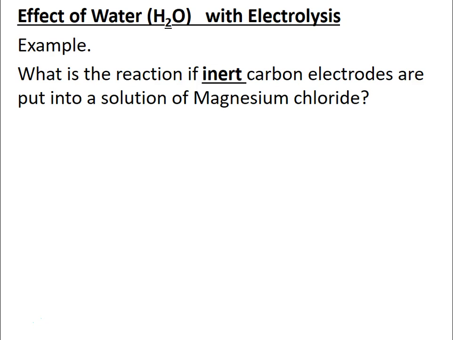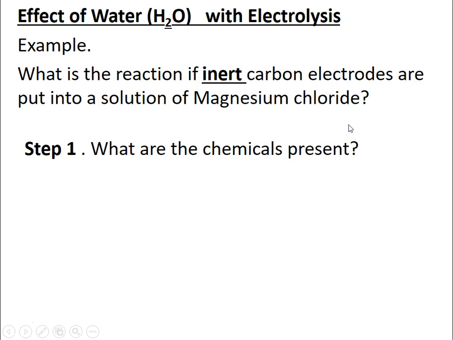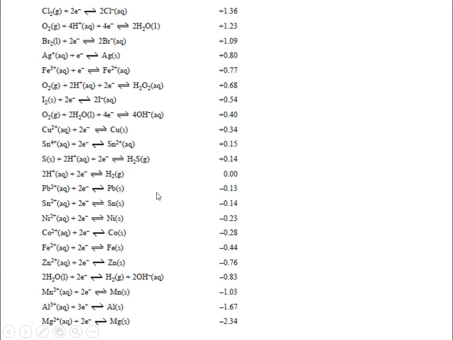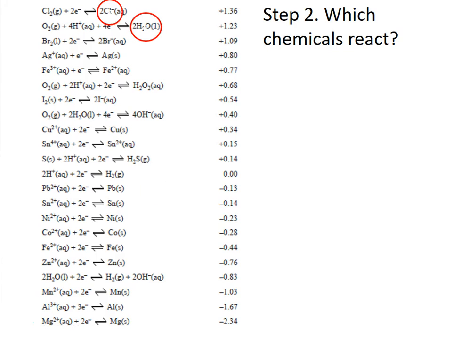What is the reaction if inert, so carbon, electrodes that usually don't react, are put in a solution of magnesium chloride? So first one, what are the chemicals present? So we've got magnesium ions, because this is a salt, magnesium ions, chloride ions, and in solution, you've got water. So you need to find those. So you've got chloride ions, water, and magnesium ions.